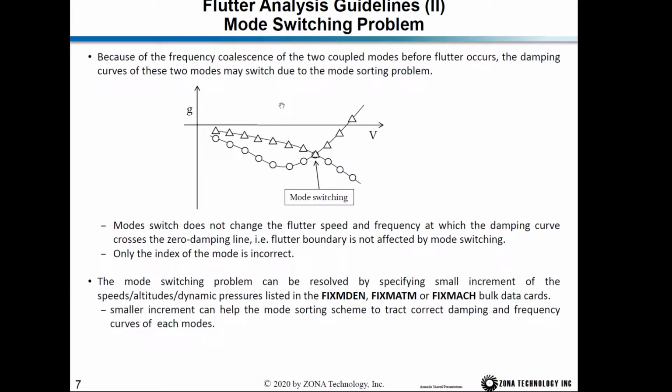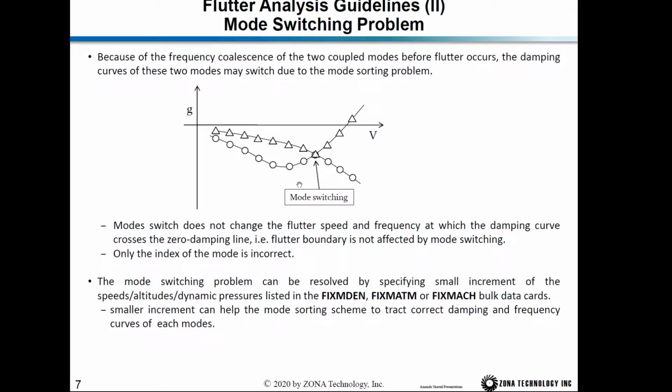Another problem you may encounter is called the mode switching problem. Because the frequencies of the two modes may switch or be the same at some point, the g method may have problems tracking the modes. For example, if this is the bending mode and this is the torsion mode, at this point the torsion mode all of a sudden becomes the bending mode, and the bending mode becomes the torsion mode.